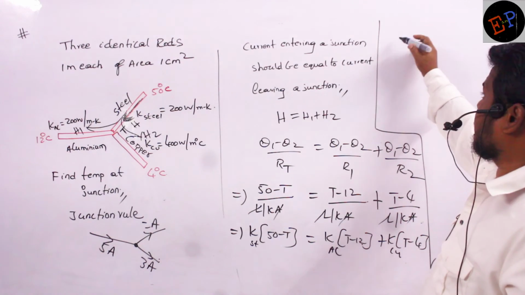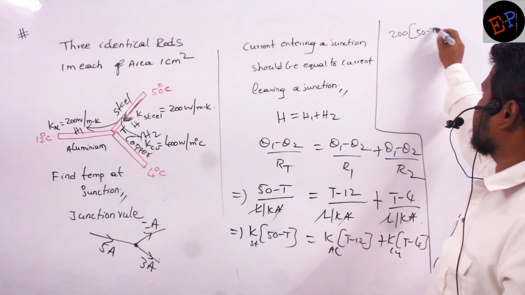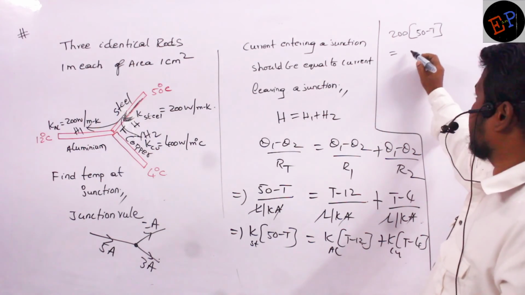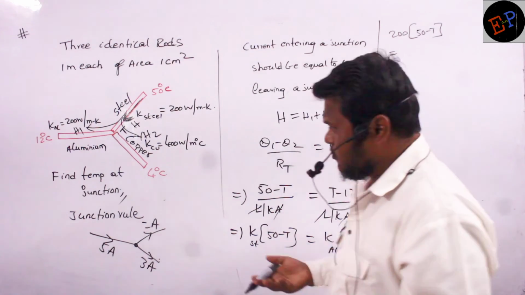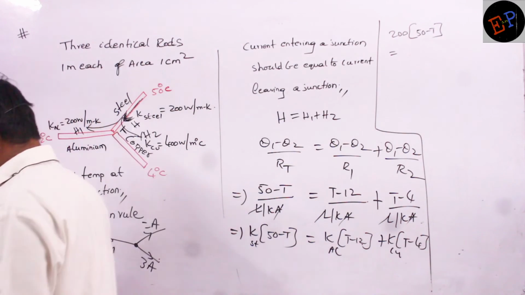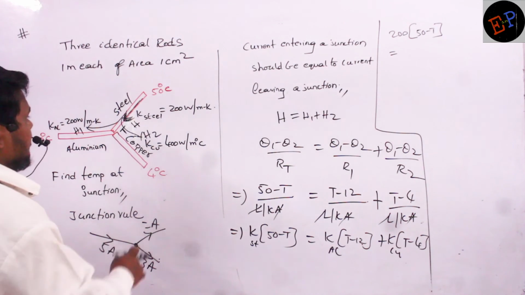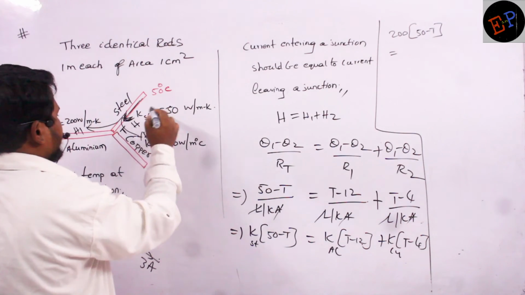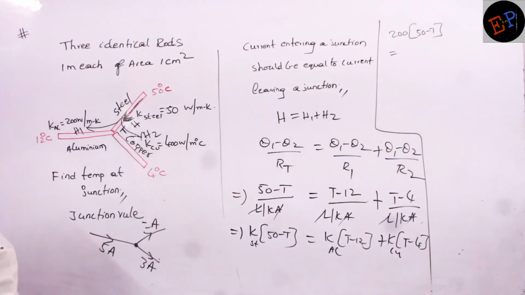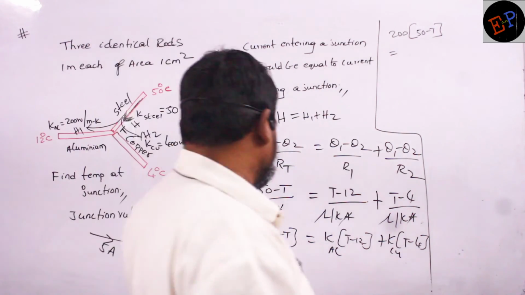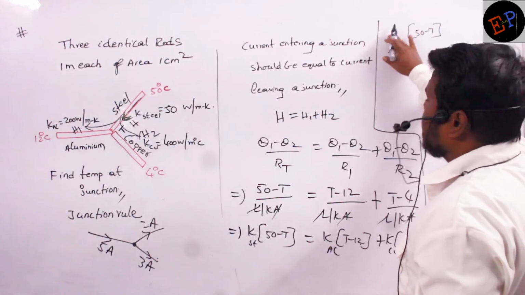K steel, 200, multiplied by 50 minus T is equal to K aluminium 200. I have written the same for both of them. Let me check once. K of steel is 50. K of steel is 50, aluminium 200 and copper 400. Steel is a bad conductor, no? Its K value will be lesser. Okay, so K value of steel is 50.